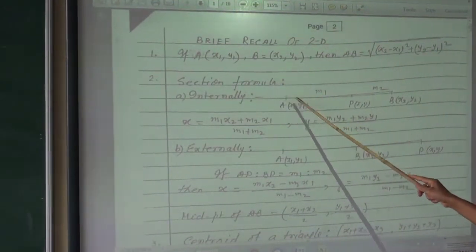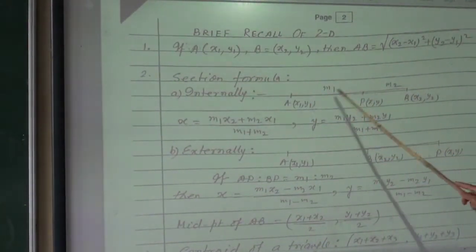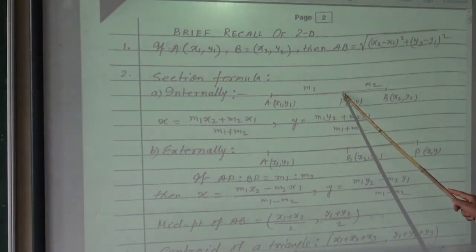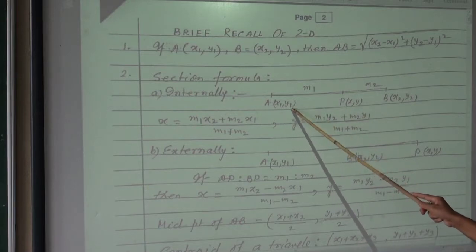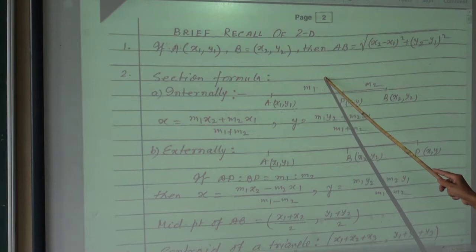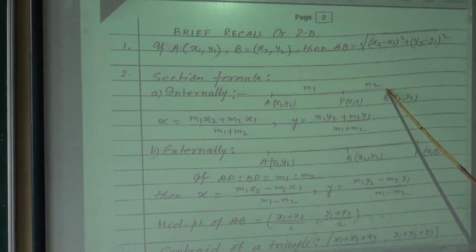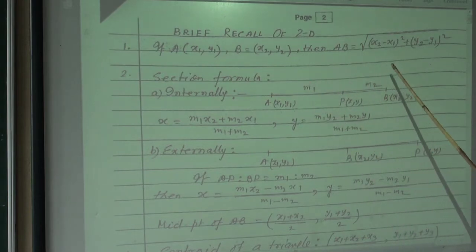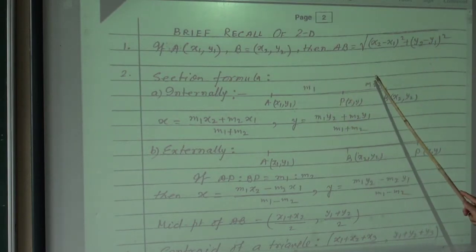Section formula. This is AB line segment. P is one point in between, (x, y). A is (x1, y1), B is (x2, y2). This part is m1, this part is m2. So ratio is m1 is to m2. Previously you have done m is to n. I denote by m1 and m2.